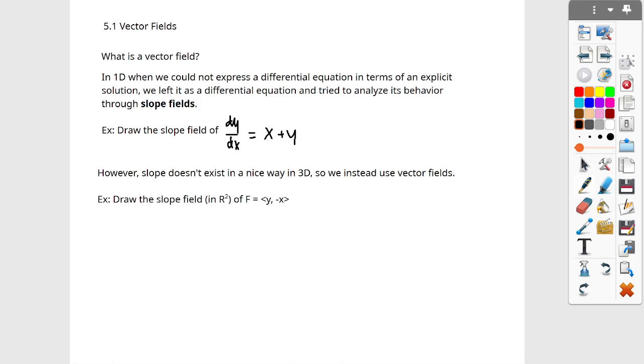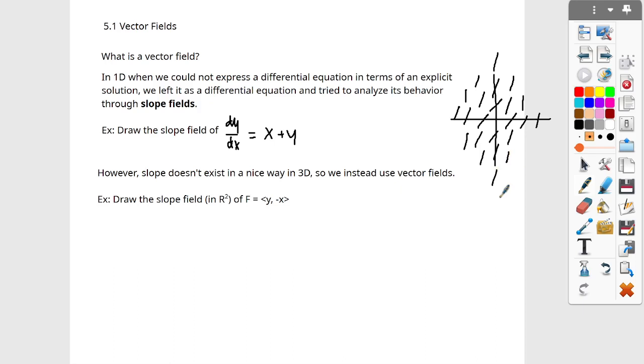A vector field is like a slope field that we learned in calculus 1, but where direction actually matters. So if we drew the slope field of dy/dx equals x plus y, then we'd have something like that, like that, like that. That's where all the slopes are 1, and then this is where all the slopes are 2, and then this is where all the slopes are 3, right? And we'll have something like that.